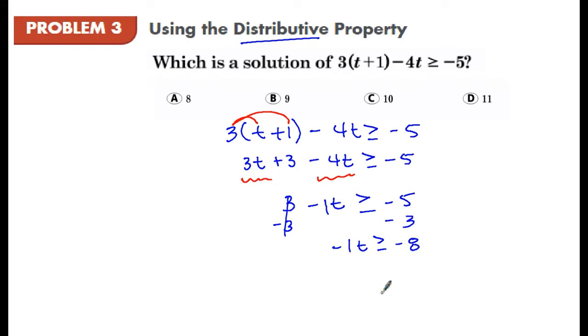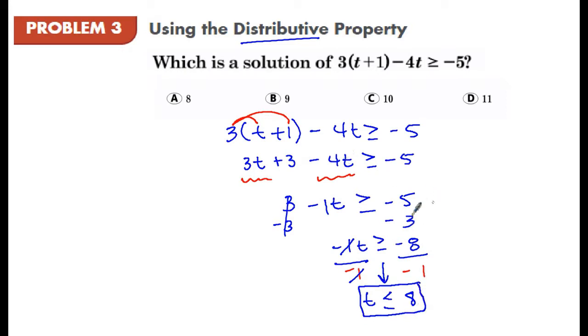So now what we want to do is divide by the negative 1 that we have here. Remember, when you divide by a negative, you need to change the sign. So we're going to divide by a negative 1. Because we are dividing by a negative 1, that means this inequality has to change. So these cancel, and you've got t, and now change the symbol the other way. So it's going to be t is less than or equal to 8. So that would be our answer.